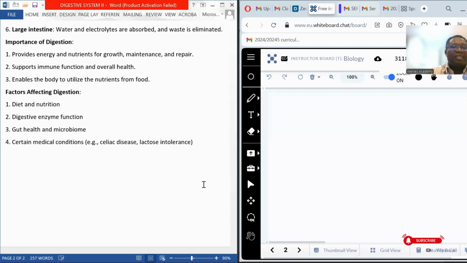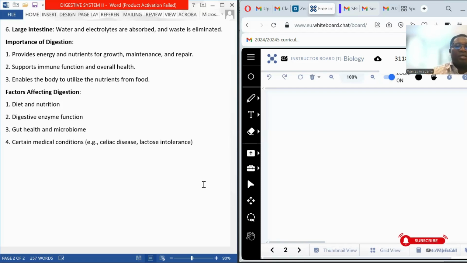Now, digestive enzymes also affect the process. If you don't have the appropriate digestive enzyme to act on the appropriate food materials, digestion might be affected. The health of the gut, that means from the mouth to the esophagus down to the stomach, small intestine, etc., also needs to be considered during digestion. A healthy gut provides a healthy digestive system.